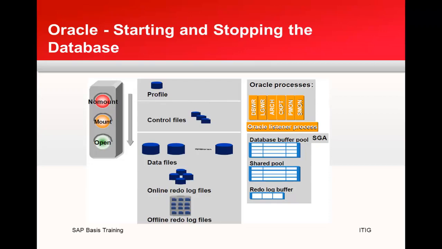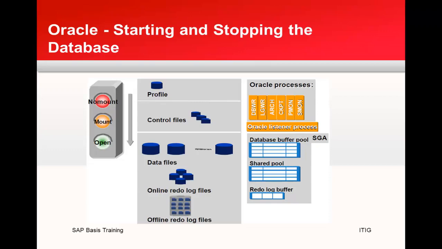Okay, next, in the center you can see the different types of files that are available. You have the profiles, the control files, the data files, the online redo log files, and the offline redo log files. On the extreme right side, you can see the different Oracle processes. You have the DBWR, the LGWR, the archiving process, the checkpoint, the PMON, the SMON, and the Oracle listener process.